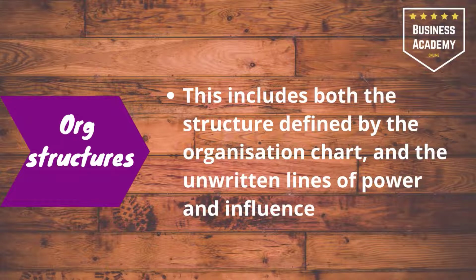The next section, organisation structures. Organisation structures include both the structure defined by the organisation chart and the unwritten lines of power and influence. Some people in the organisation aren't necessarily in a position of power, but they've been there long enough that they know everyone and they have this kind of personal power or access to the people in the hierarchy, like, I don't know, the chief exec's PA.